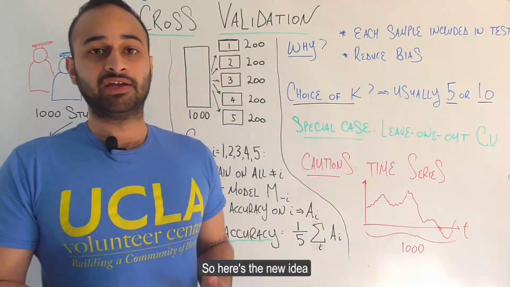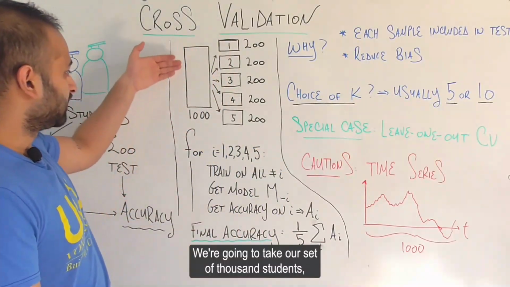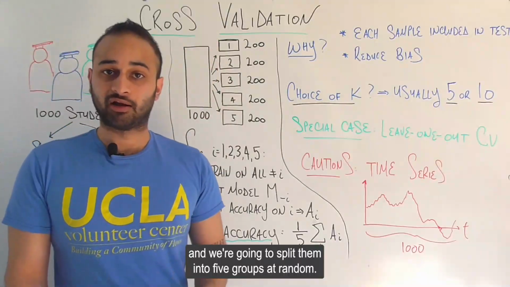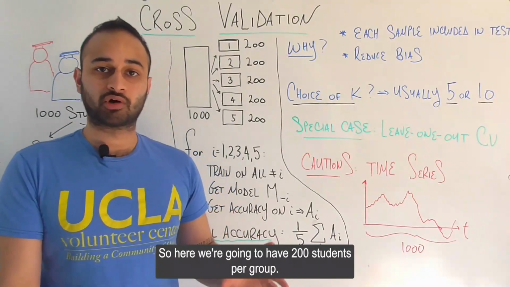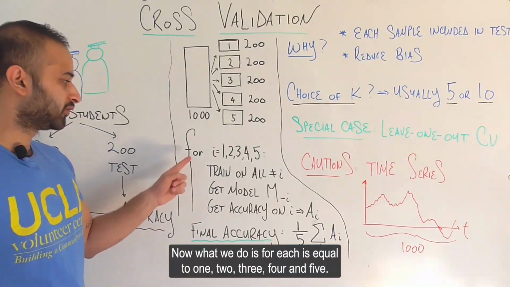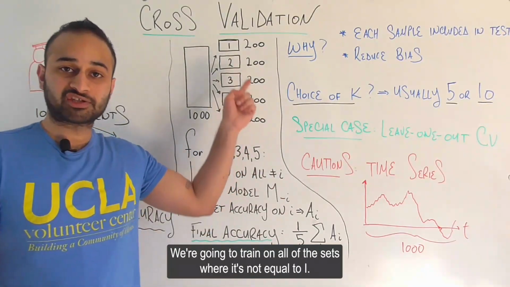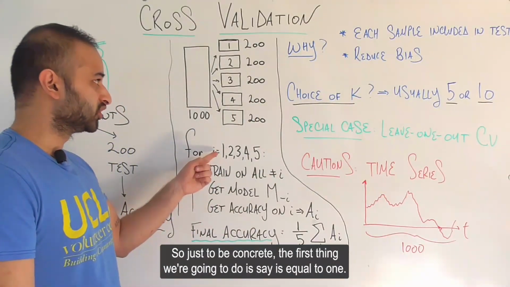So here's the new idea that we're going to use to make this example more robust. We're going to take our set of 1,000 students and we're going to split them into 5 groups at random. And each group is going to contain roughly the same amount of students. So here we're going to have 200 students per group. Now what we do is for each i equal to 1, 2, 3, 4, and 5, we're going to train on all of the sets where it's not equal to i. So just to be concrete, the first thing we're going to do is say i is equal to 1.